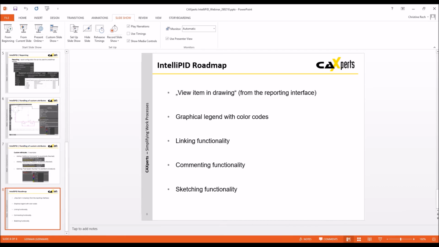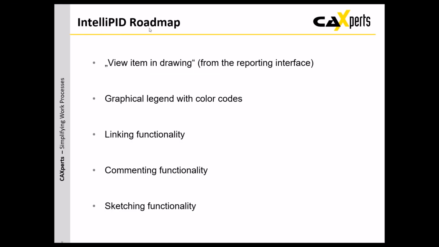and activate the last one, which is about the roadmap. So what we are planning for the next release, which will be in a few weeks from now, is to enhance the reporting function with a view item in drawing, which is in principle a highlight on the P&ID level, so that you can select, for instance, one or two valves, and you can use a highlight in the graphics and see where they are, and they would automatically be selected.